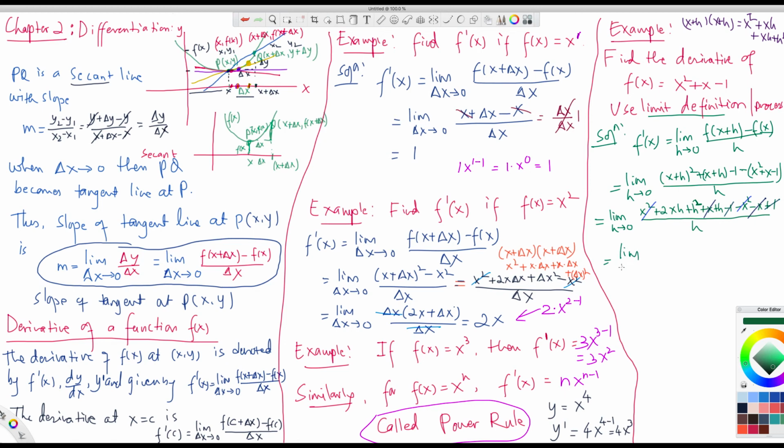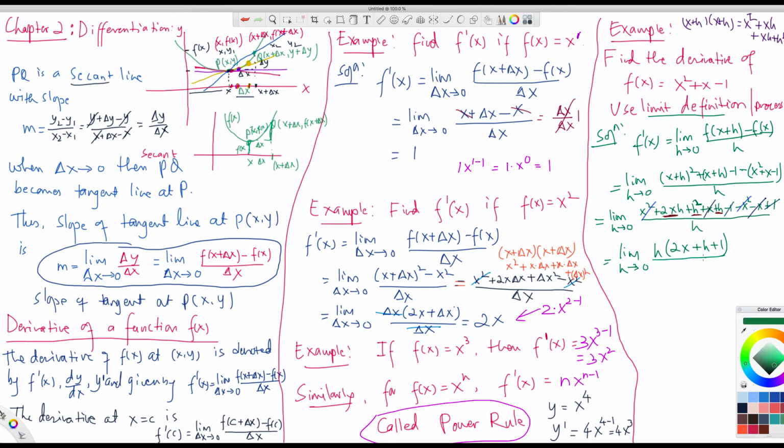You are left with limit h tends to 0, 2xh plus h squared, right? You can factor out h. If you factor out h, you will get 2x plus h plus 1, right? Because there is one more term. You see that? Which are the terms left there? This is one term left, that is another term, and that is another term. You see that? So divided by h.